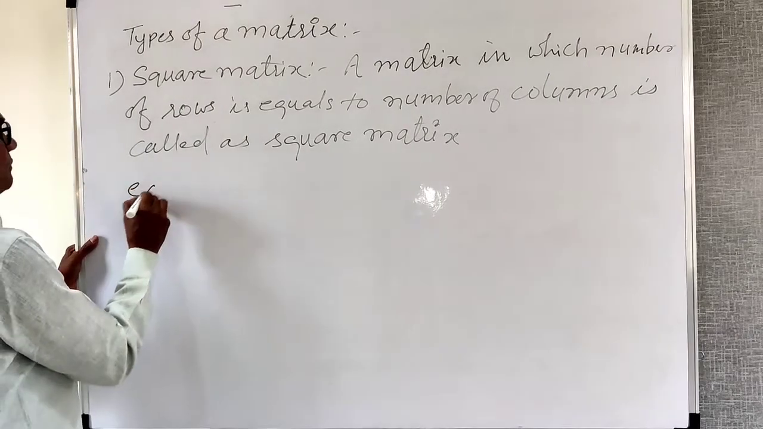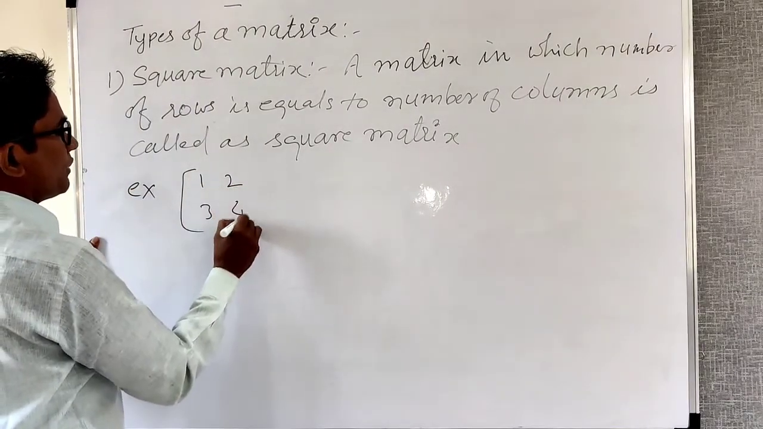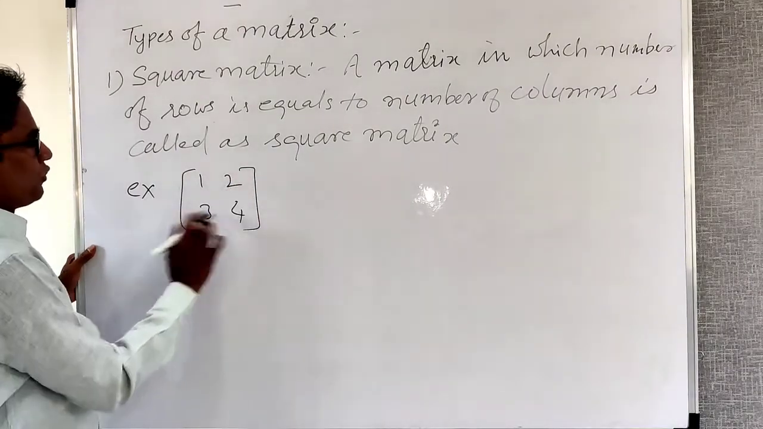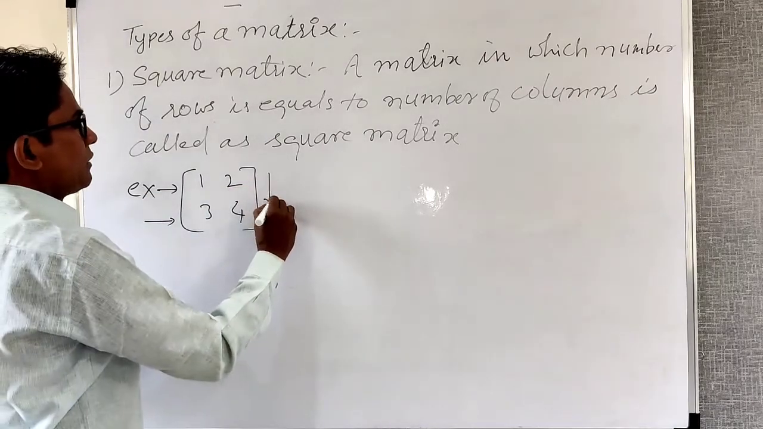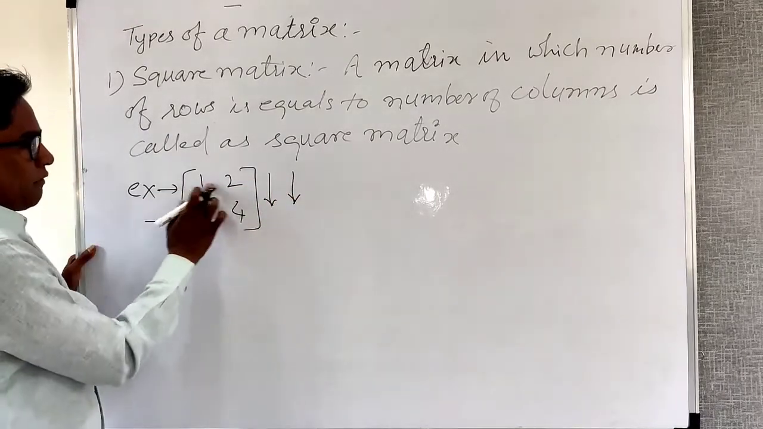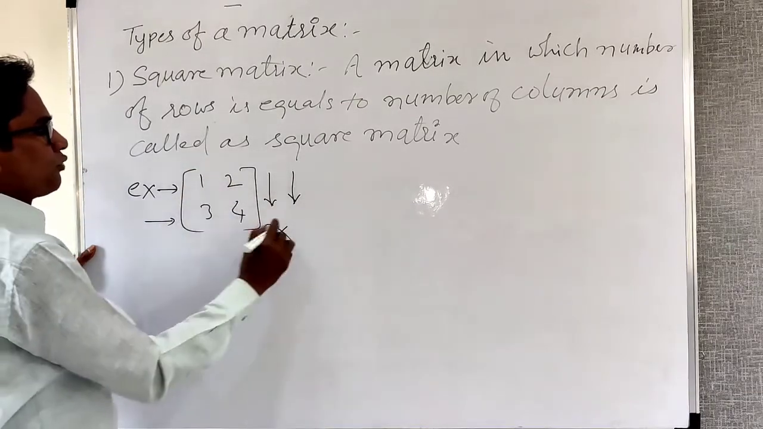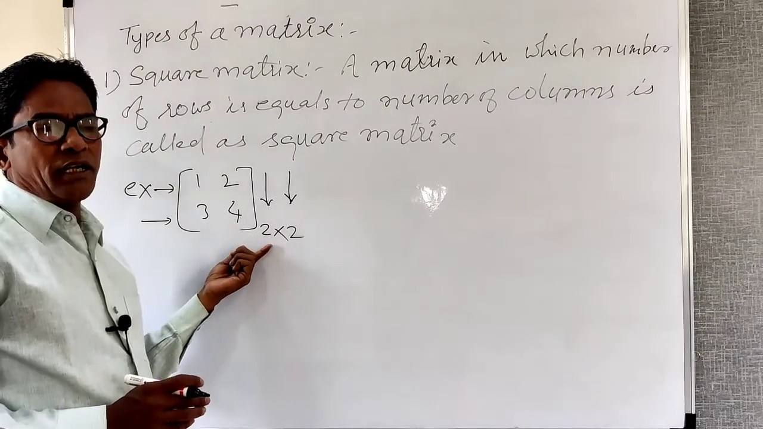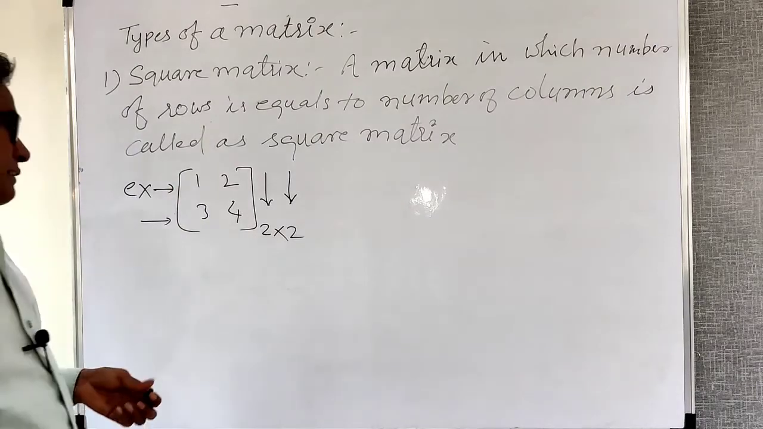Take example 1, 2, 3, 4. How many rows are there? 1 row, 2 rows. These are the rows and these are the columns. How many columns? 1 column, 2 columns. So in this matrix 2 rows are there and 2 columns are there. Therefore this matrix is a square matrix.